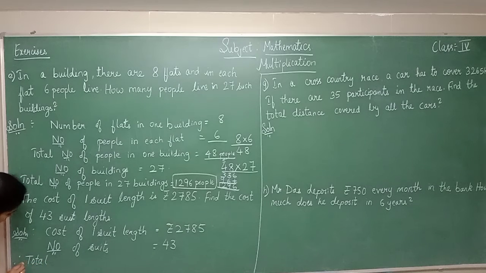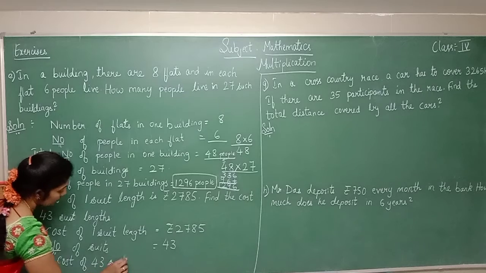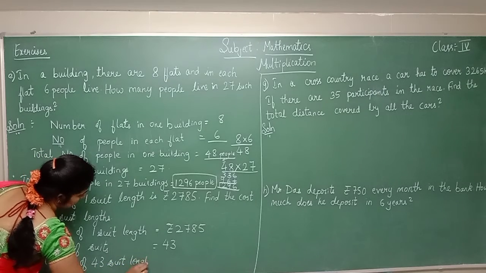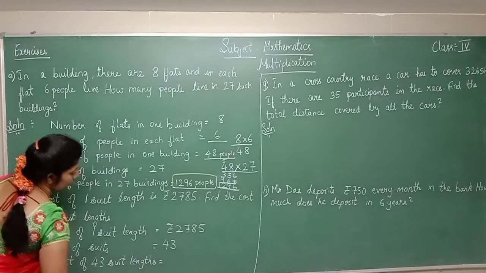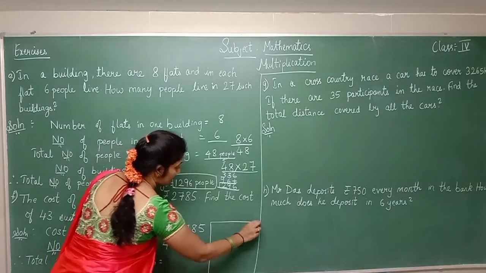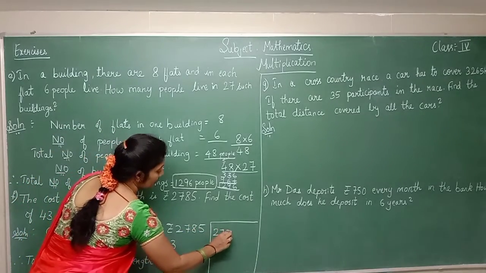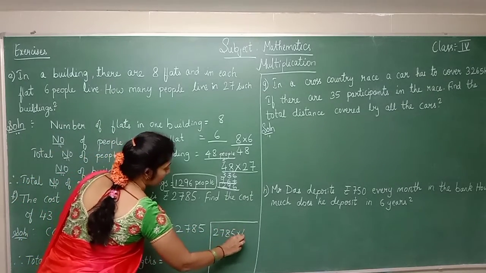Therefore should come with your answer. Here also therefore will come with your answer. The three dots will be with your therefore. So therefore total cost of 43 suit length is equal to how much? We do the working here. So what is the cost? 2785 into 43.